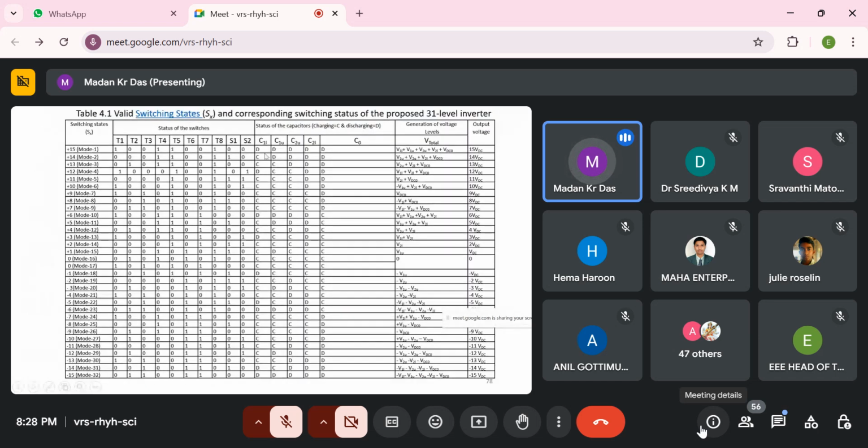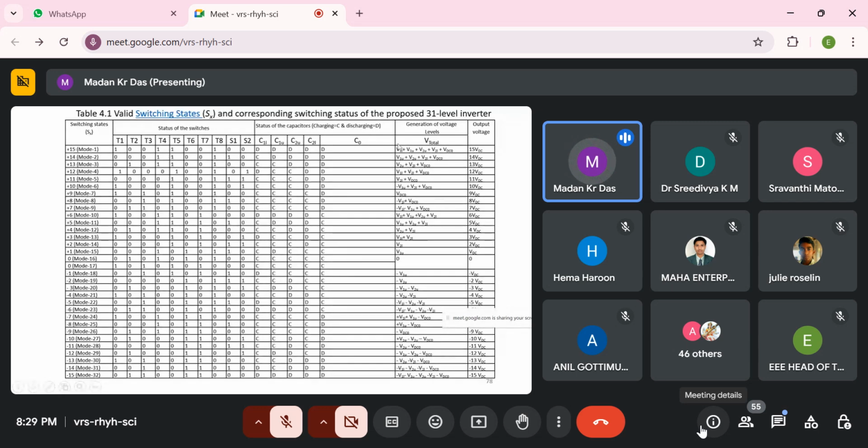So now this is the switching state of the proposed inverter. This is mode 1 for positive VDC, and mode 32 is the negative VDC. So positive 15 VDC to 0 is the positive part, and 0 to negative 1 to minus 15 is the negative part. So the total output voltage levels are 31. Every mode has switches on. So how many switches are on? 4 switches here: T1, T4, T5, and T8.